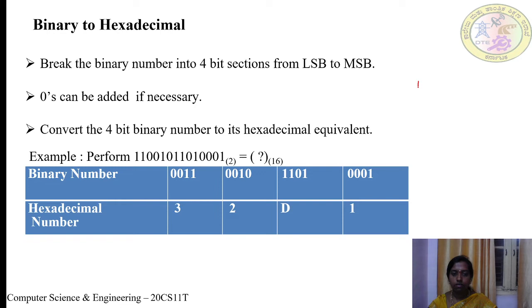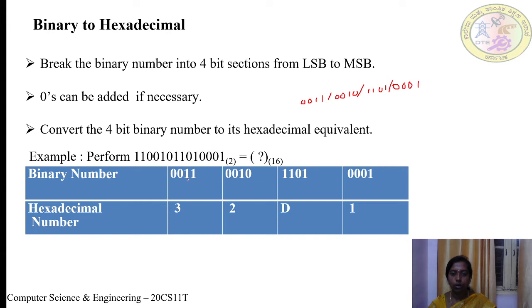That is 1, 0, 0, 0, again 1, 0, 1, 1, 0, 1, 0, 0. And the last 2 bits are left out. For that, 2 zeros can be added so that it forms a separate binary group. Hence we have got 4 separate binary groups, each group of 4 bits.